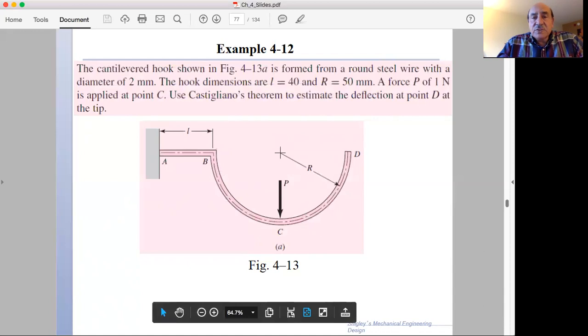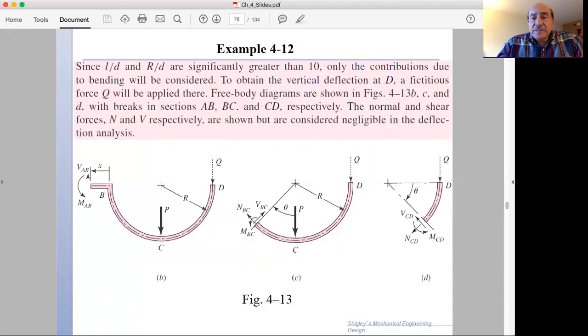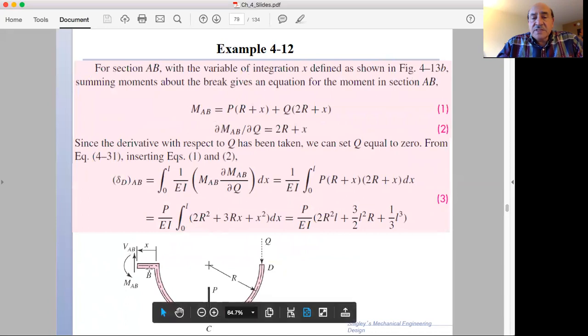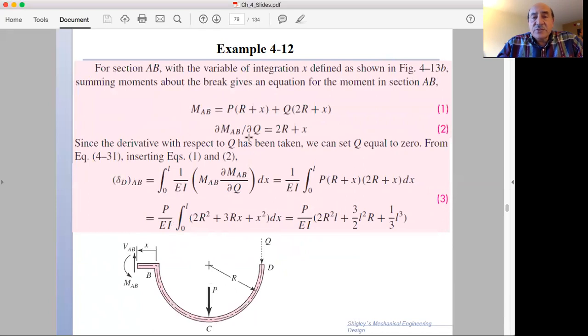So let's now continue this example, example 4.12. You can review it, and we've discussed it before, but just to quickly recap, the moment due to AB is, for this section, we have a P and a Q force. The P has R plus X, and the Q has 2R plus X, and therefore when you take dM by dQ, you get 2R plus X. This is a preparation stage. Equations 1 and 2, you prepare them because you have to plug them into the integral, and then you do the integration and see that you have quantities with a constant term, x to the power 1, x to the power 2, and then you do integrations. In this case, it would be pretty quick and no problem.